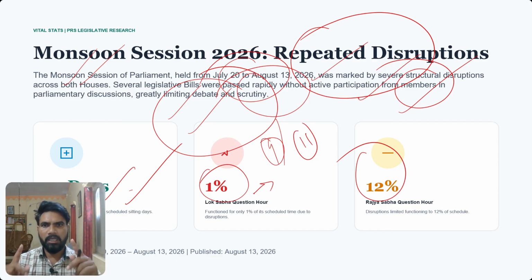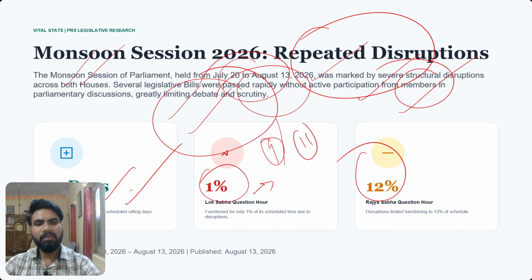But we should understand that question hour is one of the important tools the legislature has to make the executive accountable, along with many other things, like discussions and adjournment motions. There are several other tools, but question hour is one of the important tools in the hands of the legislature to make the executive accountable. But unfortunately, it was completely washed away.